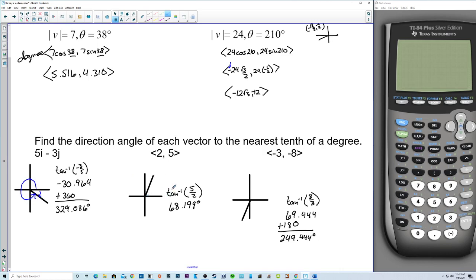Here's 2, 5, very roughly. So inverse tangent of 5/2 is 68.199. First quadrant is very much a principal quadrant, so we really don't have to do anything with that. Here's -3, -8, roughly, and inverse tangent of 8/3 is 69.444, so the calculator thinks we are actually in the first quadrant. We're not, so we're going to add 180 to that, and we get 249.444 degrees.